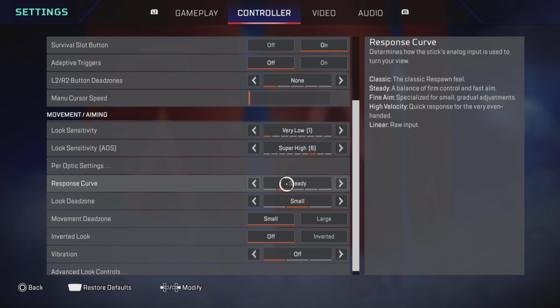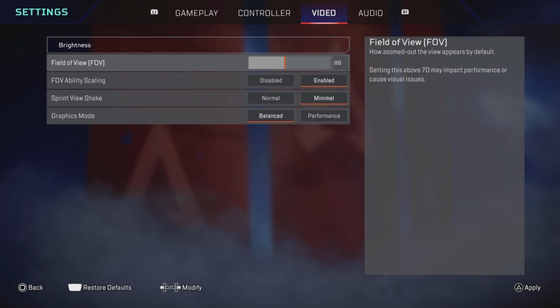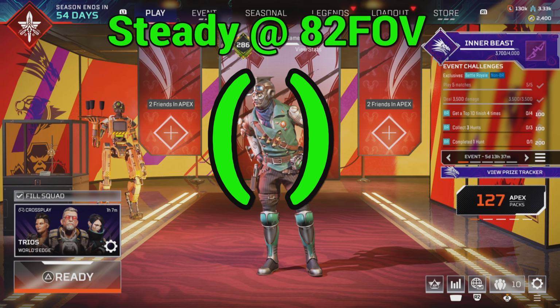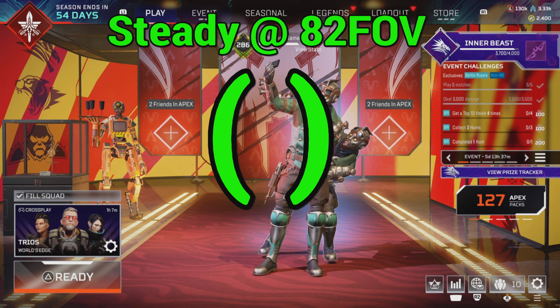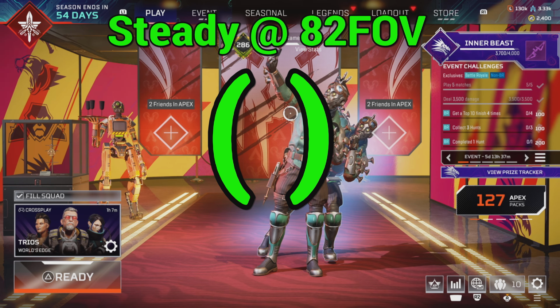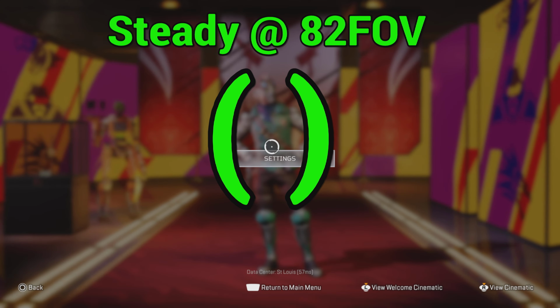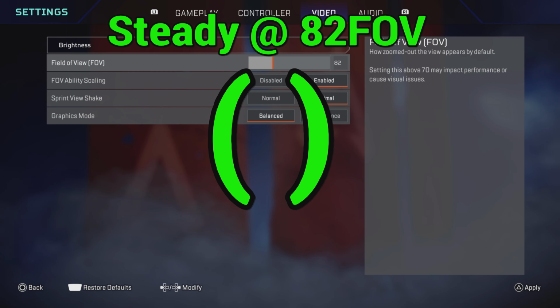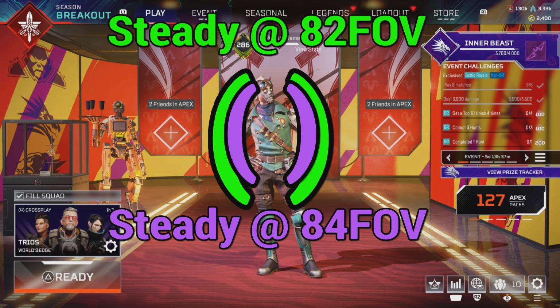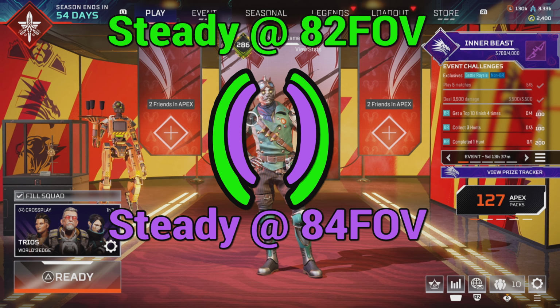In order to play at steady, I have to play at like 82 FOV in order to shoot and to be able to aim inside of the parentheses of steady. If I increase my FOV at steady above 82, the central area inside of the parentheses begins to shrink to the point where it becomes way too specific to be inside of the parentheses. In order to play at steady and be able to actually aim at everybody, you need to play at 82.